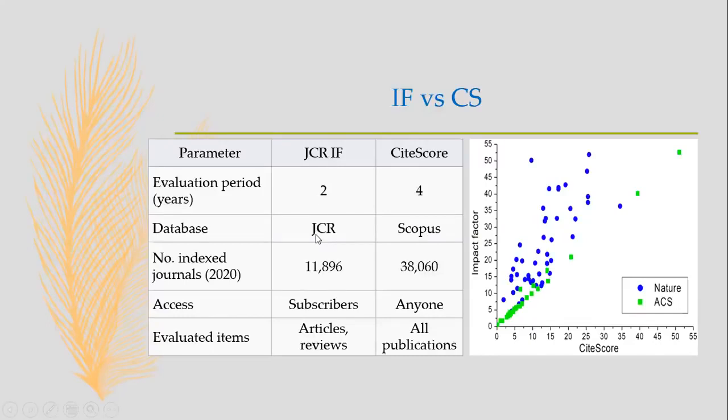In JCR, we have roughly around 12,000 journals, whereas in CiteScore or in Scopus, we have somewhere around 38,000 items in terms of books as well as periodicals as well as journals.